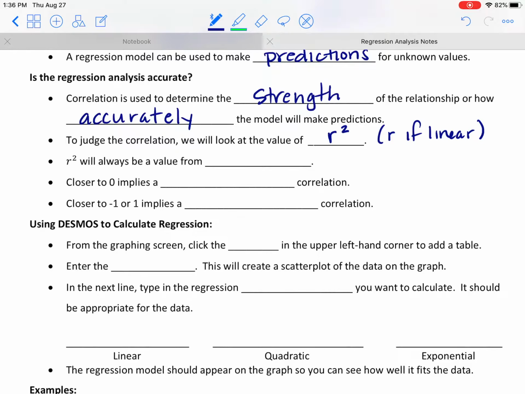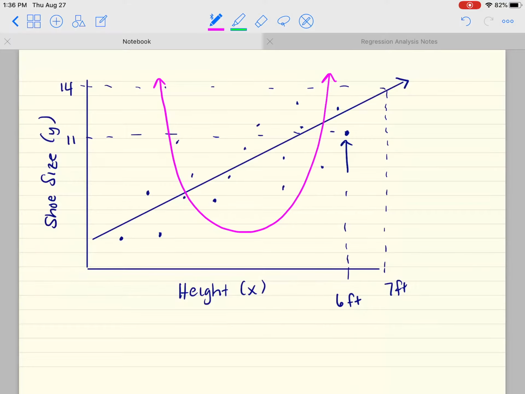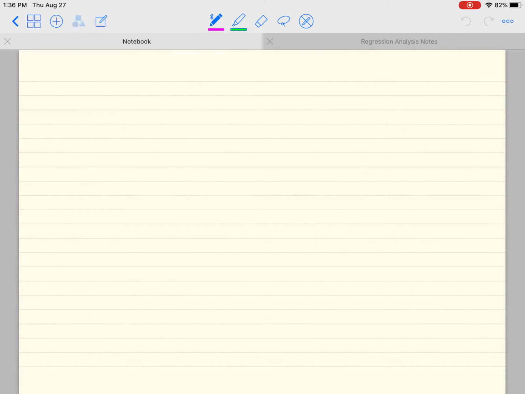We call it the correlation coefficient. R squared, or r, will always be a value from -1 to +1. So think about a scale from -1 to +1, right? If we had a scale from -1 to +1, where 0 is in the middle. Think about these as percentages, okay? This would be like 100% here. If you calculated an r squared value or an r value of 1, it's like 100%.